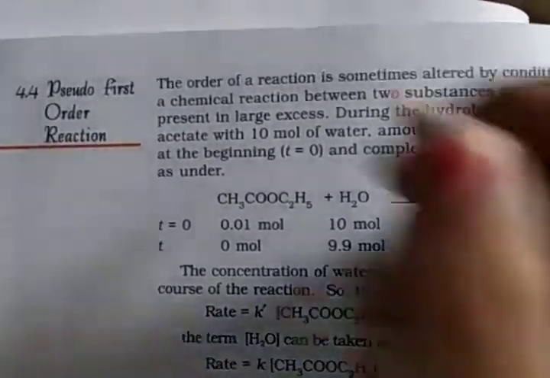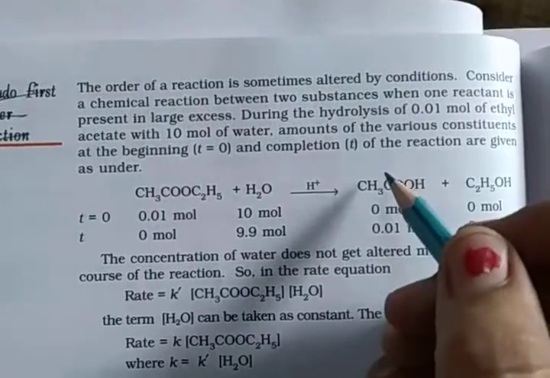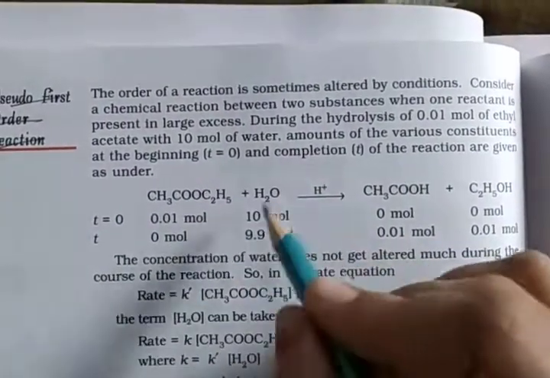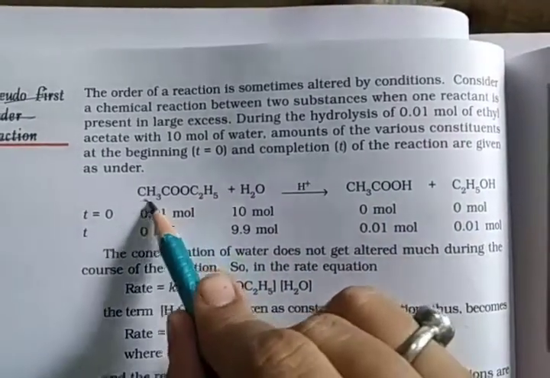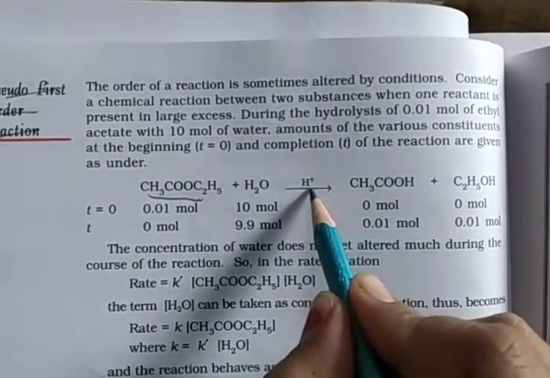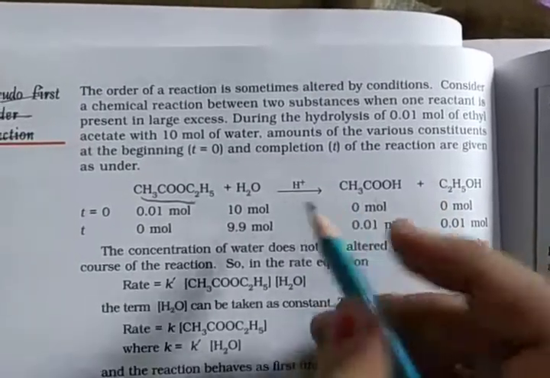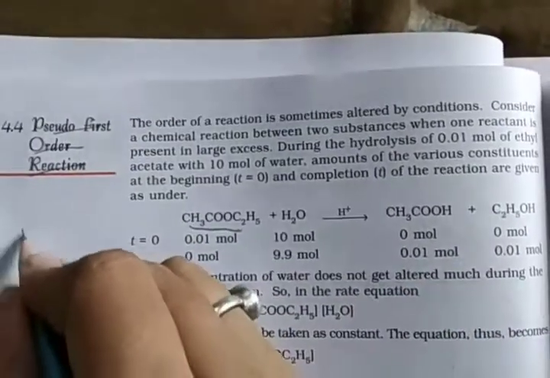Next topic is pseudo first order reaction. Pseudo first order reaction is observed in hydrolysis reactions. Like this is an ester, hydrolysis of the ester in the presence of the acid, and it converts into the acid and then alcohol. So here, pseudo first order reaction means molecularity 2.